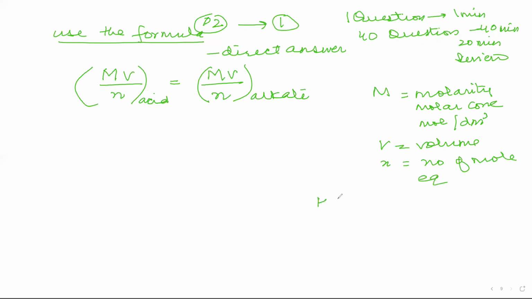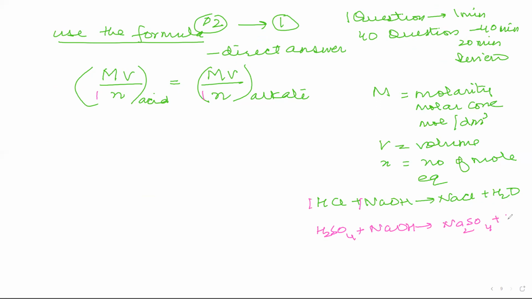Now, for example, if I have HCl reacting with NaOH, I'll get the product NaCl plus H2O. This is my balanced equation. So the value of n, I'll write it down. I have 1 mole here, 1 mole here. So in this scenario, the value of n is going to be 1 and 1, right? But if the scenario changes and I have sulfuric acid reacting with NaOH, the products formed are going to be Na2SO4 and H2O. Now, when I balance this equation, I have H2SO4 reacting with 2 moles of NaOH. So there the ratio is 1:2.